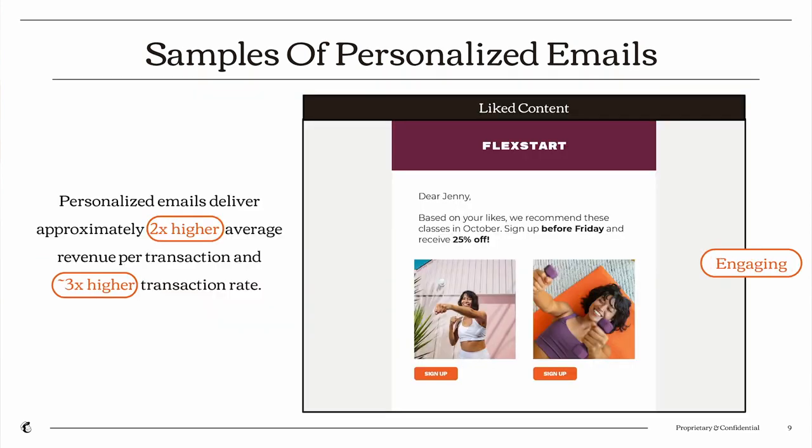Thinking about that engagement, what is the engagement we want? Buy. Okay, so personalized emails deliver approximately 2x higher average revenue per transaction and approximately 3 times higher transaction rate. So when we say personalized, we're thinking about emails that use scheduling functionality, automation, the customer journey builder, predicted segments or dynamic content or merge fields, which is how in this example we have here, it says, "Dear Jenny," that's an example of personalization.